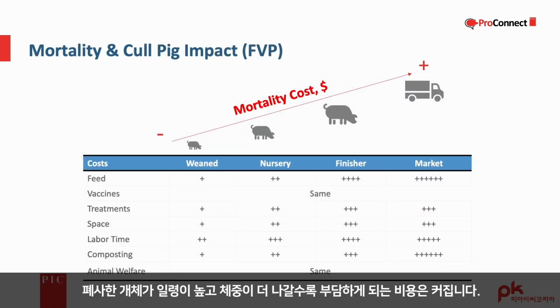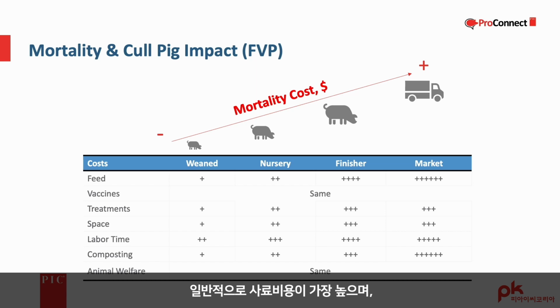The cost or loss associated with a pig dying goes up as the pig gets older and heavier for a variety of reasons. The cost of the feed consumed is generally the highest cost, followed by the cost of disposal of the carcass and labor. The most expensive pig to lose is at marketing time, when the pig is ready to sell.